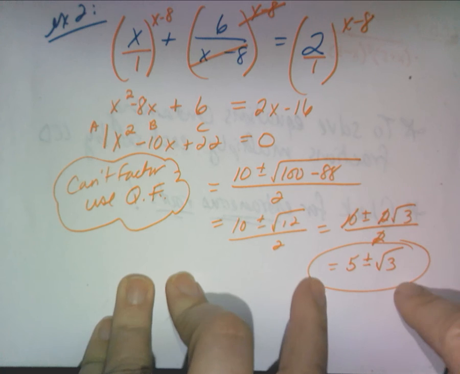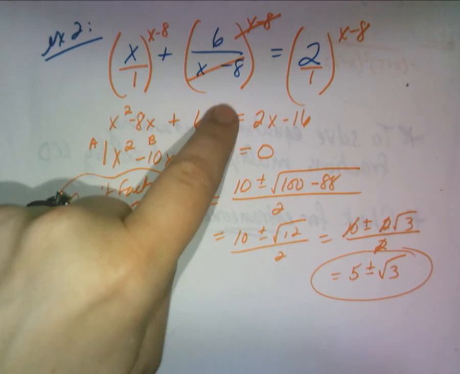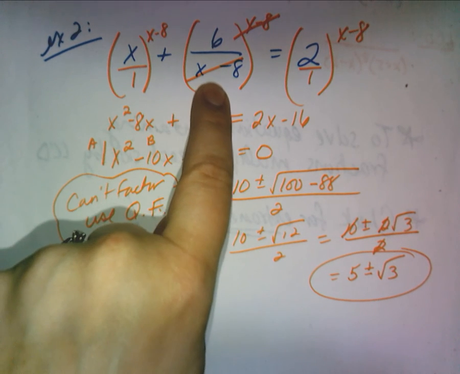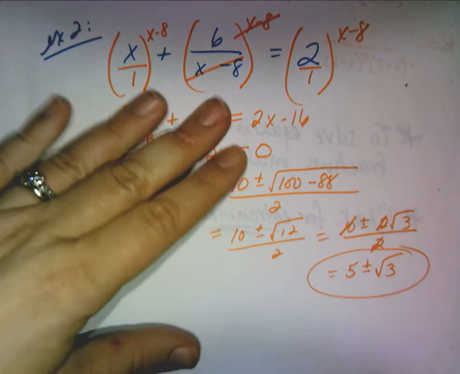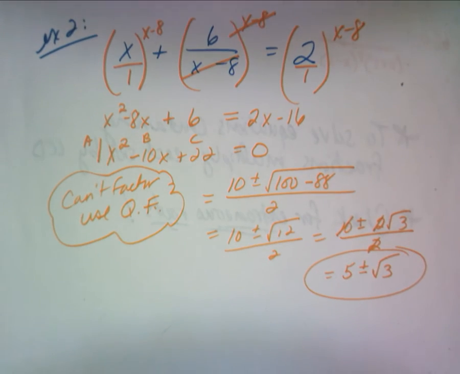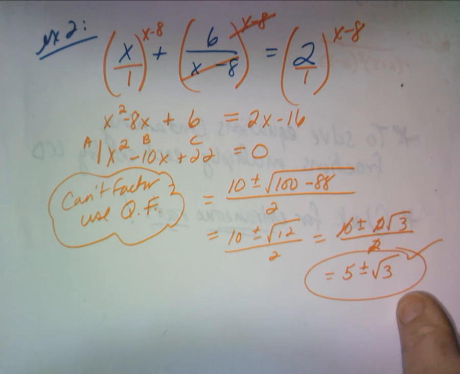By the way, how do I know if these are extraneous or not? Well, let's look back at the original. What's the only value that would make this a 0 in the denominator? 8. Are either of these 8? No. It's just 5 plus root 3. That's not an 8. Okay? So that's not extraneous. All right, one more and we're done.